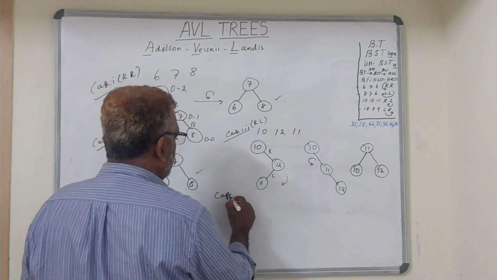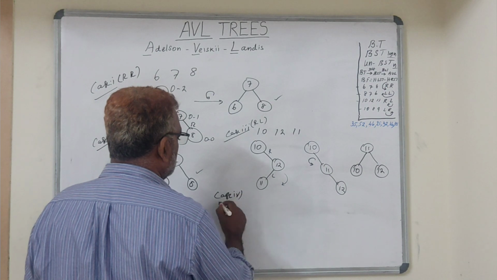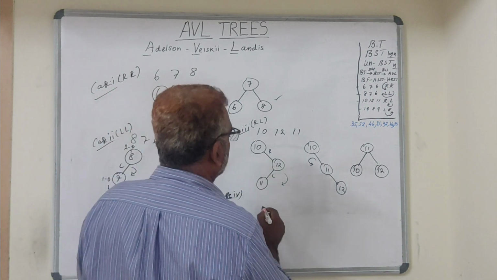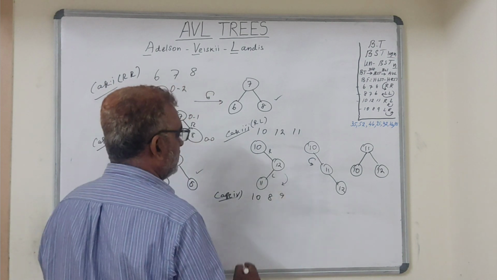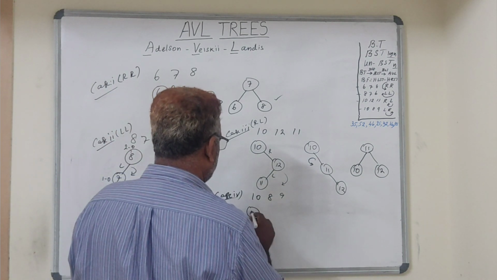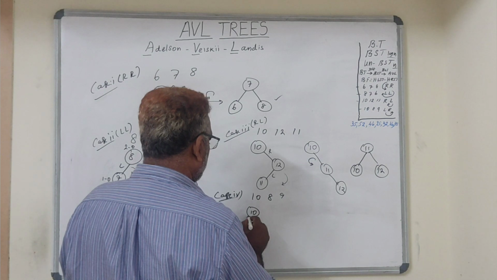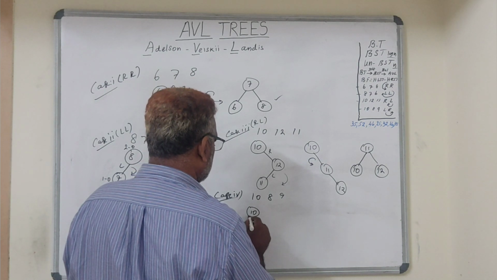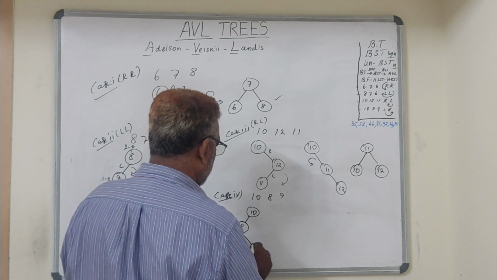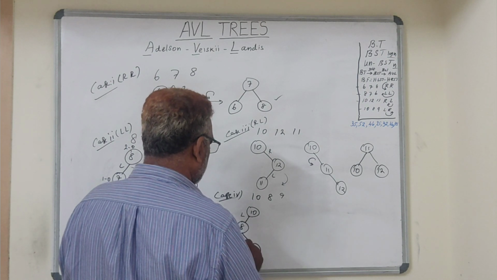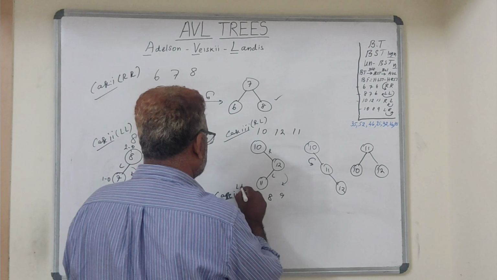Similarly, case 4, the values are 10, 8, 9. Take the value 10. 8 is lesser than it, so it goes to the left, then 9 will go here. So this is left and this is right. The case is LR.